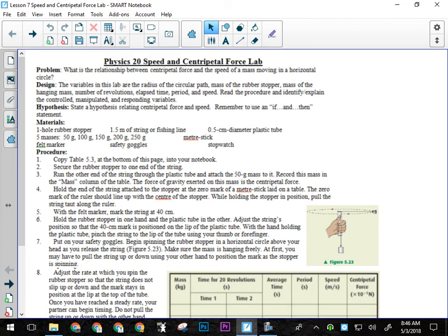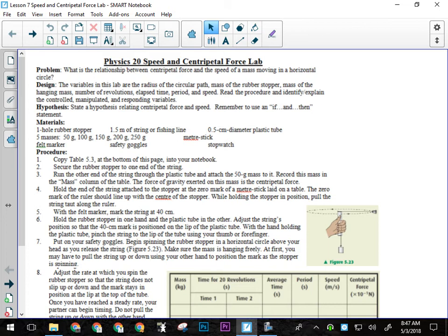So what we're going to do is essentially, like I said, the same procedure, except this time we're going to have a fixed radius on every trial. And that radius is going to be 40 centimeters. So every time we do this, we're going to have a 40 centimeter radius. Each time we do it, we're going to have a different amount of weight hanging from the loop below the pipe. So we're whirling this around and seeing what happens when we have more and more weight on the bottom. So that basically covers all the design stuff.